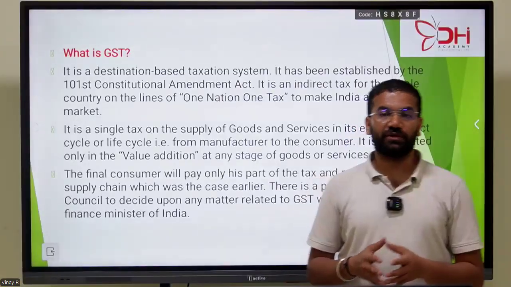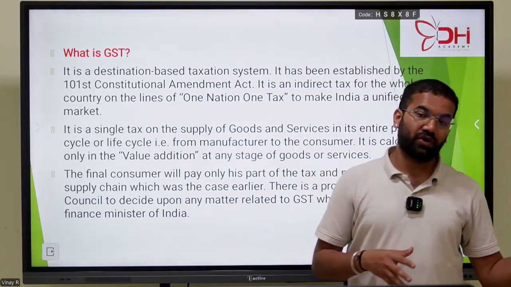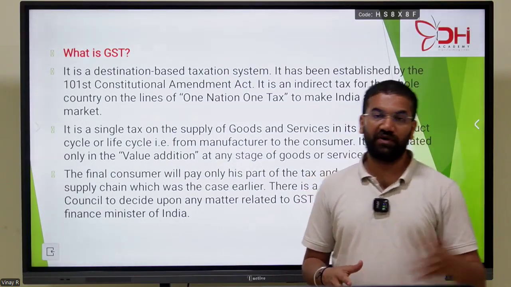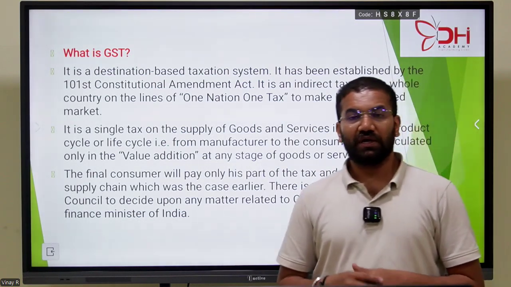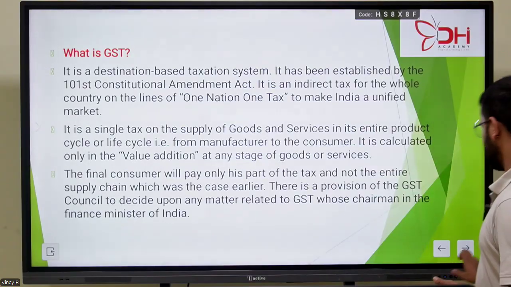Earlier, what used to happen, the moment I needed to purchase a shirt, I even paid the tax which was levied on cotton, I even paid tax which was levied on cloth, I even paid tax which was levied by the supplier or the garments tailor, whoever gave me this particular t-shirt.